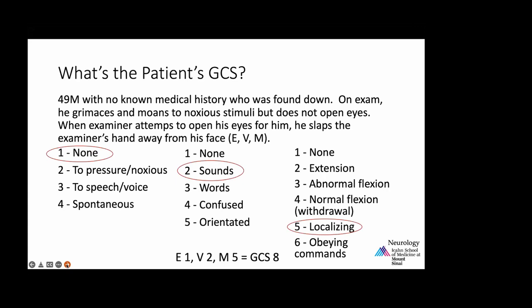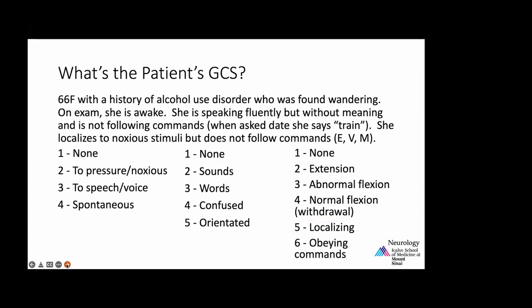I have to say the next one, I actually initially scored it wrong myself. So, 66-year-old female, history of alcohol use disorder, found wandering. On exam, she was awake, speaking fluently without meaning and not following commands. So when she was asked the date, she said train. She localized to noxious stimuli, but didn't follow any of the commands. So what about this one? It's easier, but I wanted to use this as a jumping off point to quickly talk about something else.